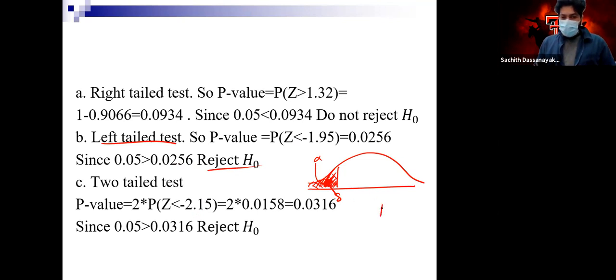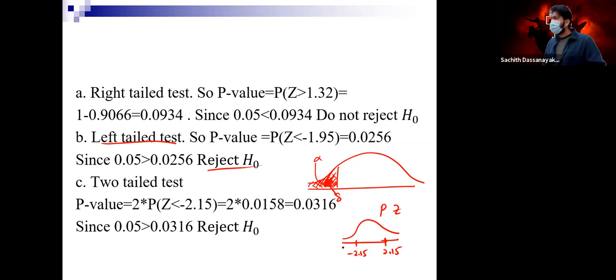C value, probability of C value here. This value is 2.15. Since it is symmetric, you can consider negative 2.15. Why do we consider negative? Why do we consider the less than case? Because the CDF gives us the less than case, right?